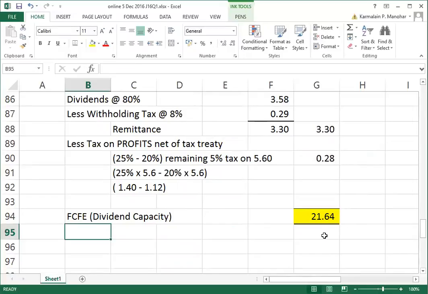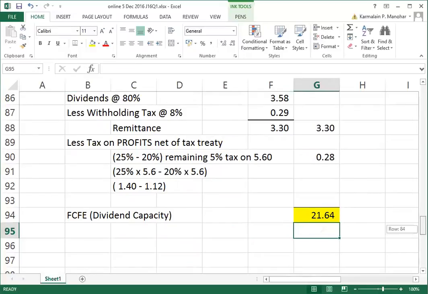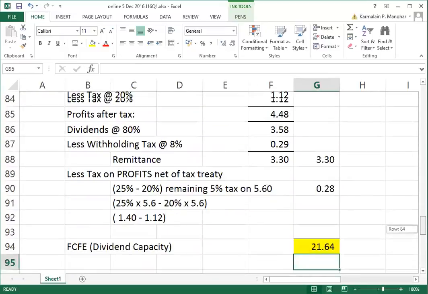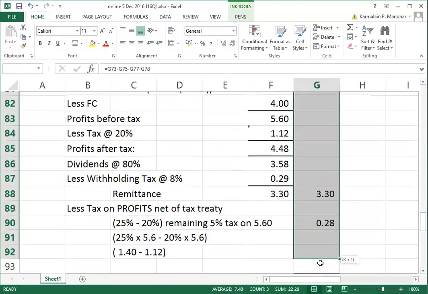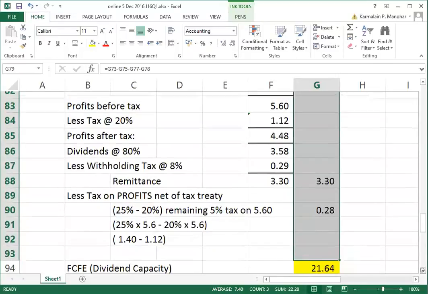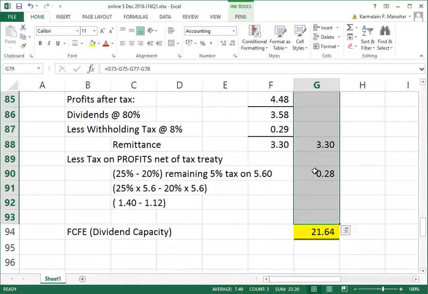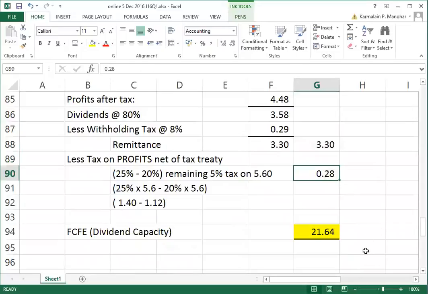Hold on, where is Anita getting that fancy thing from? She didn't put the up here local FCFE. Come on, Anita. It's the 18 we're pulling down all the way down, minus those two. Well, add the 3 minus the 0.28. That's 21.64. Any queries here?